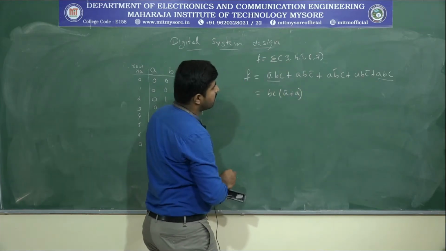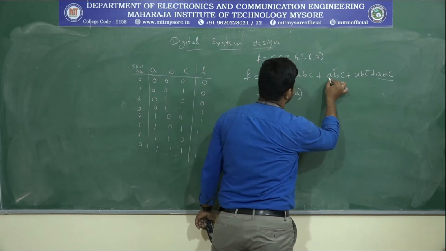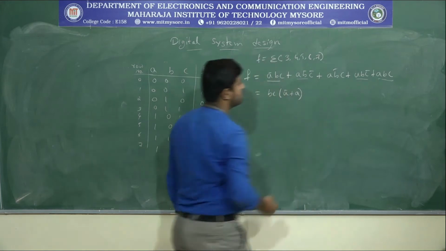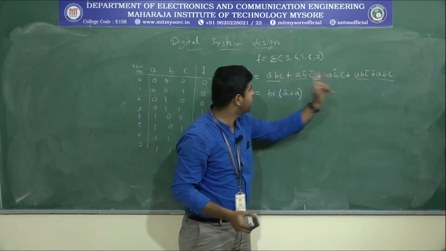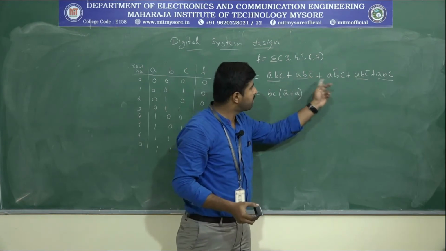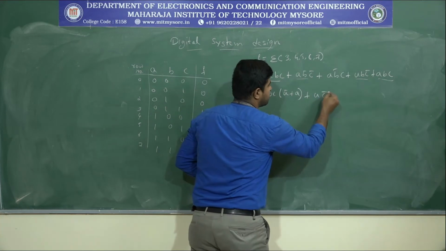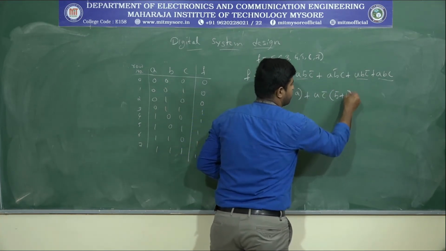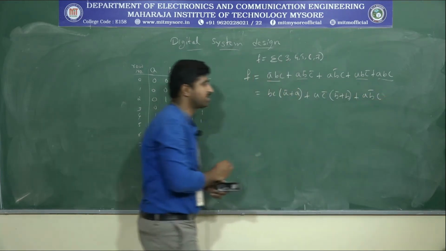And again, if you see the second term and the last but one term, A C bar can be taken common. So taking A C bar, the remaining is B bar plus B, and plus A B bar C. That's the remaining one.